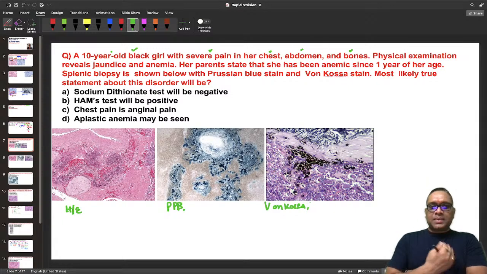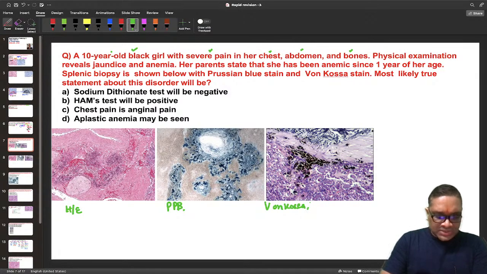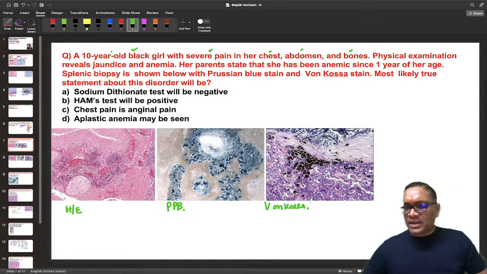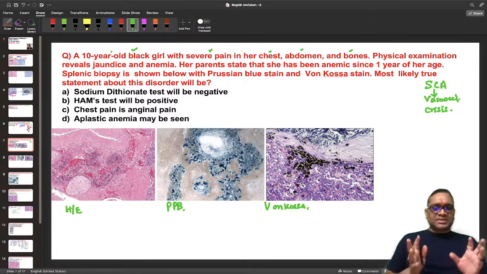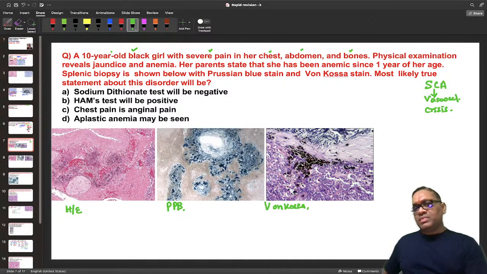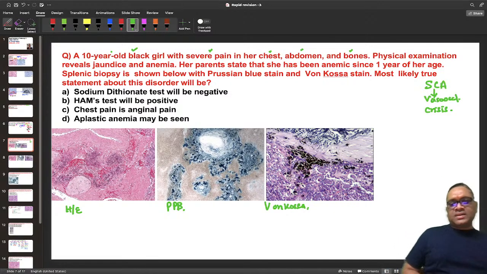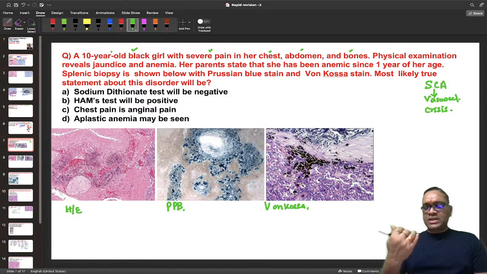The question asks for the most likely true statement about this black girl with pain in chest, abdomen and bone. What is your diagnosis? This is sickle cell anemia. The first line is vaso-occlusive crisis, the most common clinical presentation. The sickled cells block the blood vessels, leading to ischemia and infarction, and that is why there is pain in the chest, abdomen and bone.